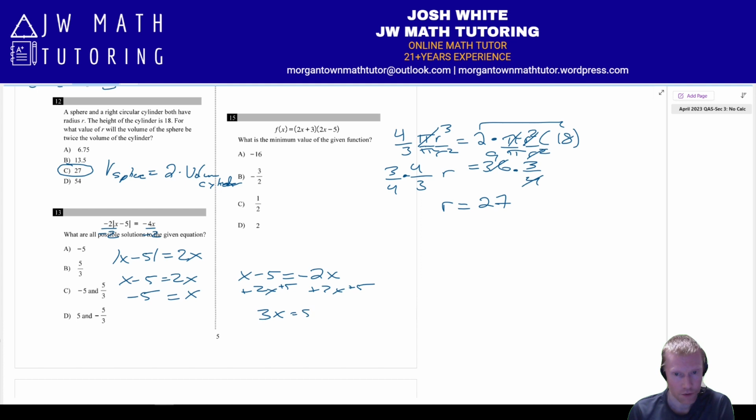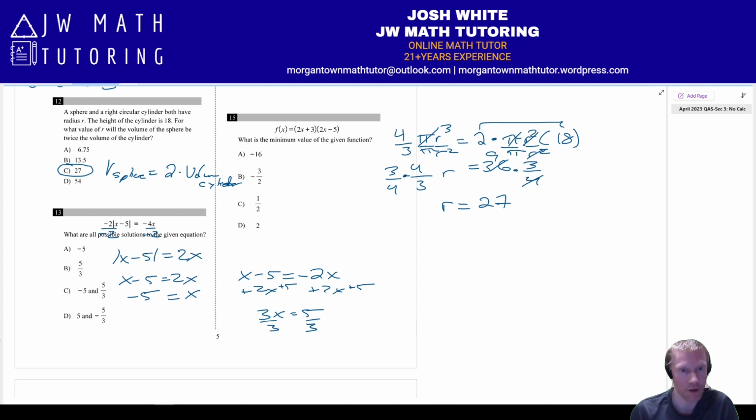So I would get 3x equals 5, or x is going to equal 5/3. So I now have two answers, but we do need to double check, make sure both of these answers, or at least one of these answers, works. The reason is because we have a variable on the right side.